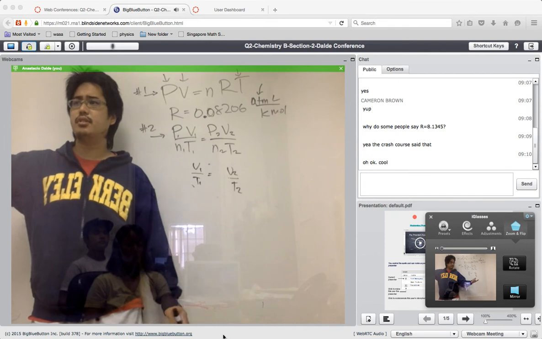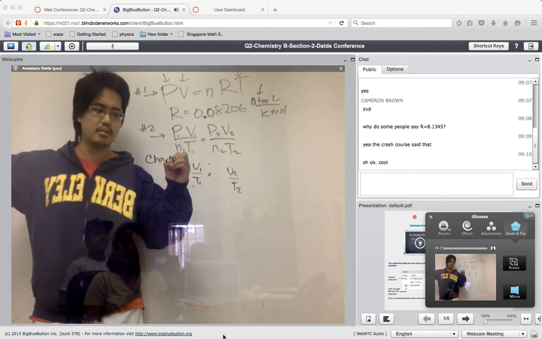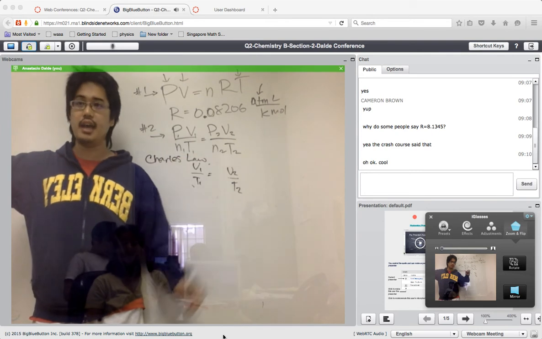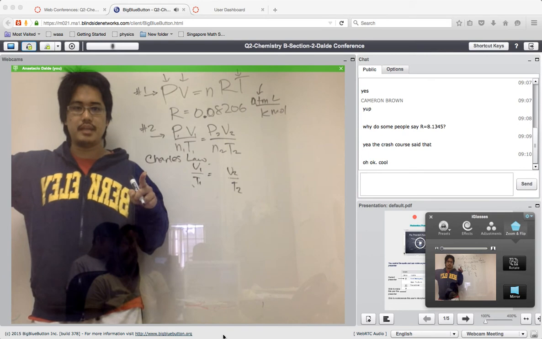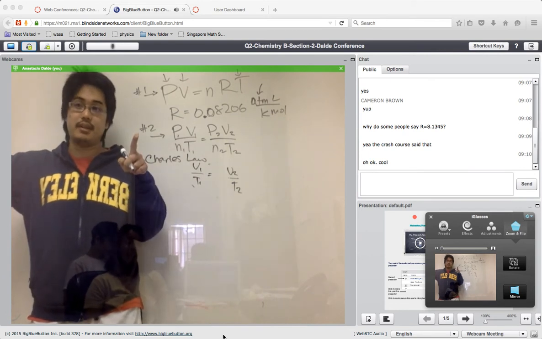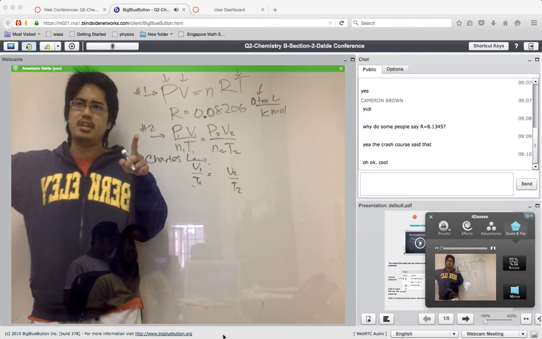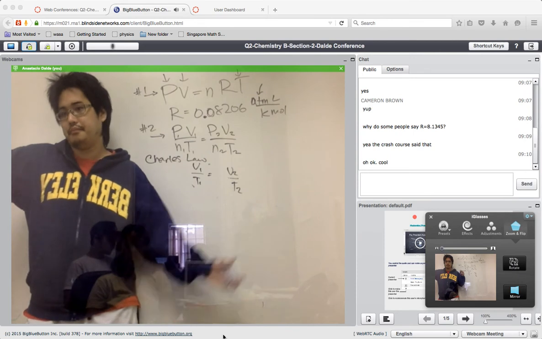This I introduced to you as Charles' law. I believe this one's Charles' law. But again, you don't have to memorize this, because if you have number 2, Charles' law basically comes from number 2 with the very specific conditions that pressure stayed the same and the number of moles stayed the same. Are we cool?